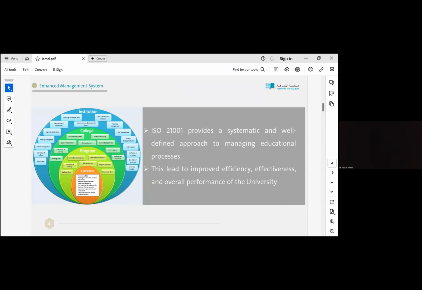Let me start with the enhanced management system. In our experience, we practice ISO 21001 to provide a systematic and well-defined approach to managing the educational process. This is our belief. So this leads to improved efficiency, effectiveness, and overall performance of the university. I present this diagram here. It shows us where we start. We usually start in the classroom. From the classroom, we go to the program. From the program, we go to the college, and then we go institution-wide. This is what we usually practice.